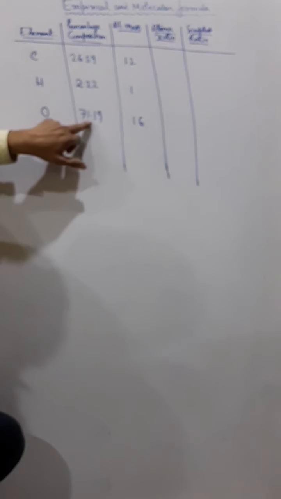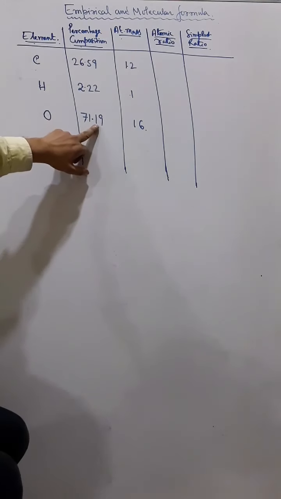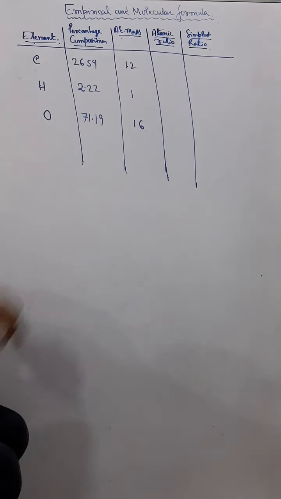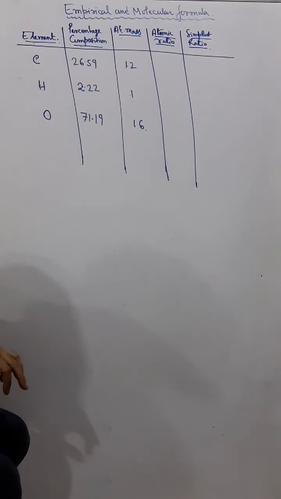They will give you the percentage composition. Carbon is 26.59%, hydrogen is 2.22%, and oxygen is 71.19%. So this is given, and naturally the atomic mass will also be given. So that is 12, 1 and 16 respectively.